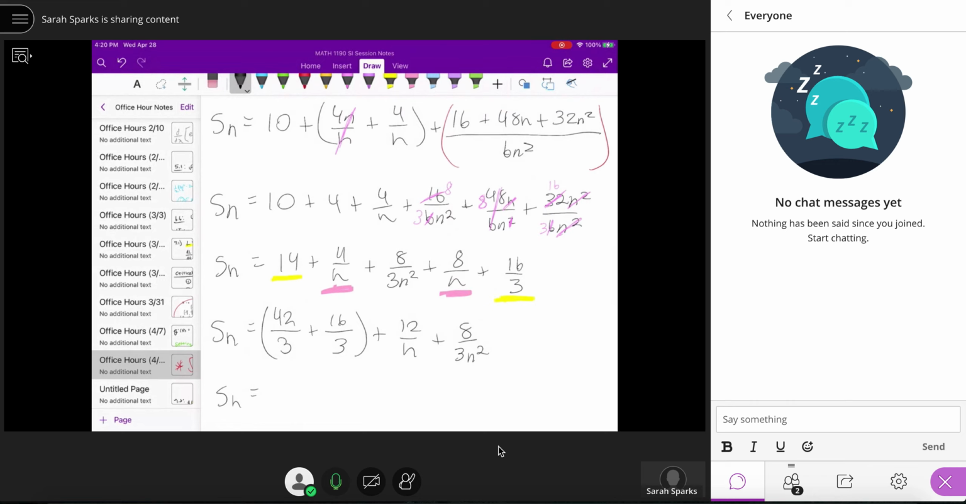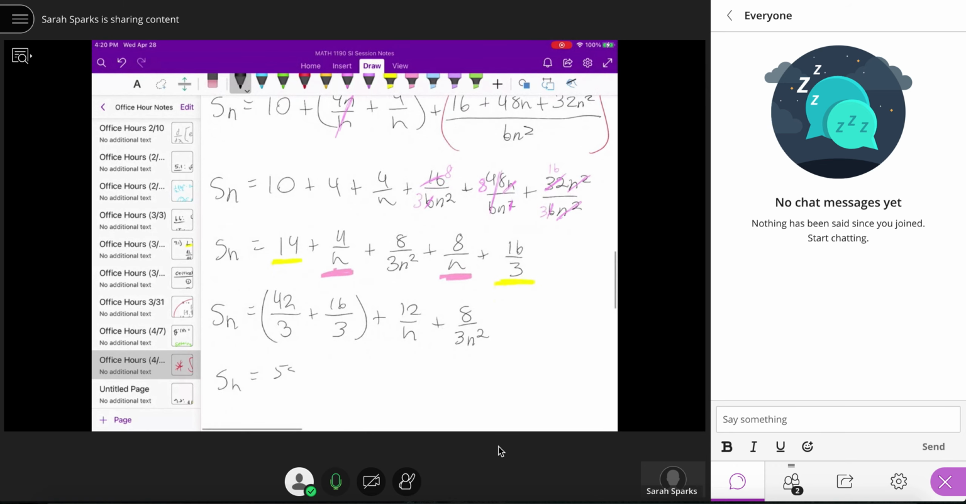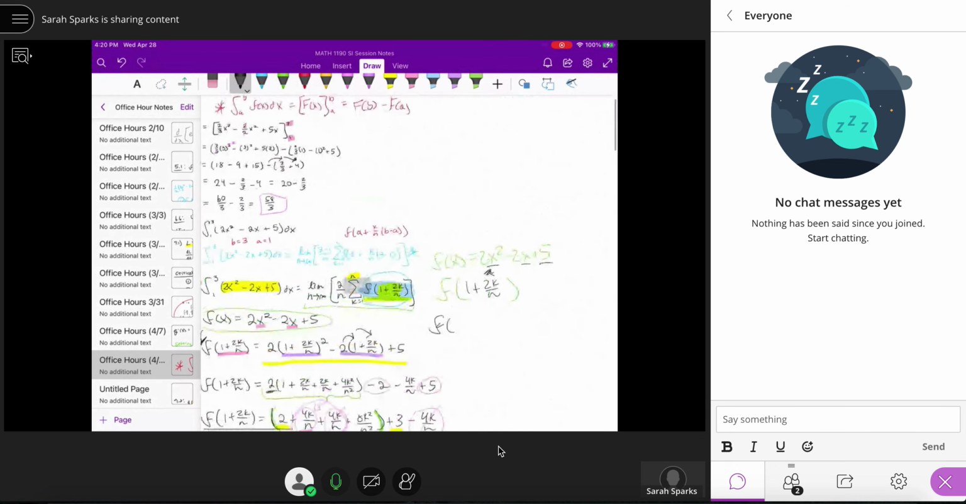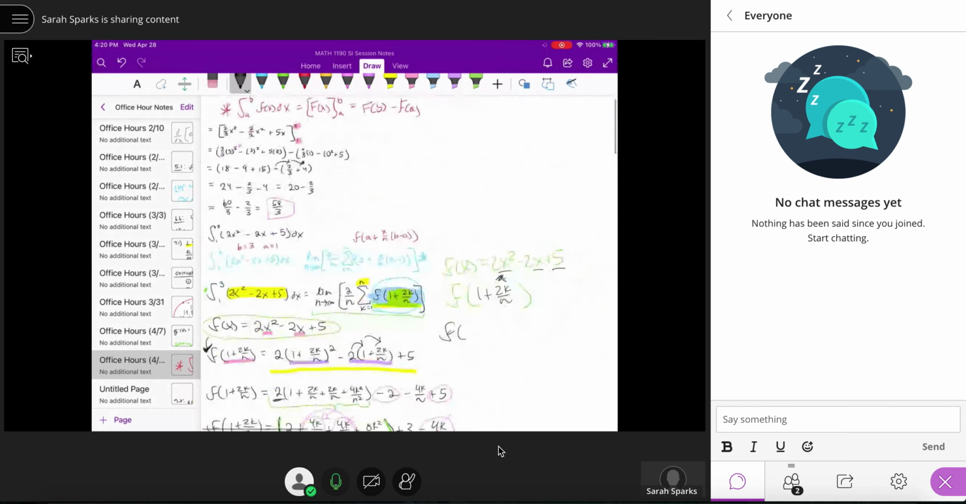Okay. Let's see. So we should get 58 over 3 plus 12 over n plus 8 over 3n squared. I think our answer over here was 58, wasn't it? Yeah, it was. So that's a really good thing.